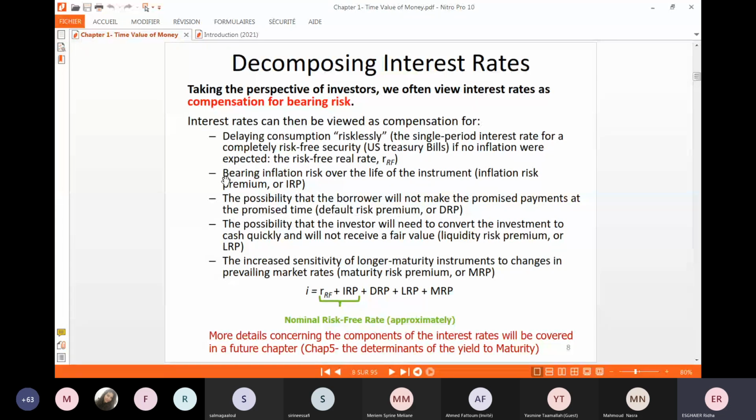Inside the interest rate, we have the inflation, we have the default risk, we have the liquidity risk premium, we have the maturity risk premium, in addition to the real interest rate. We call it the real risk free. We will come back and see more details concerning the components of the interest rate in the fifth chapter.